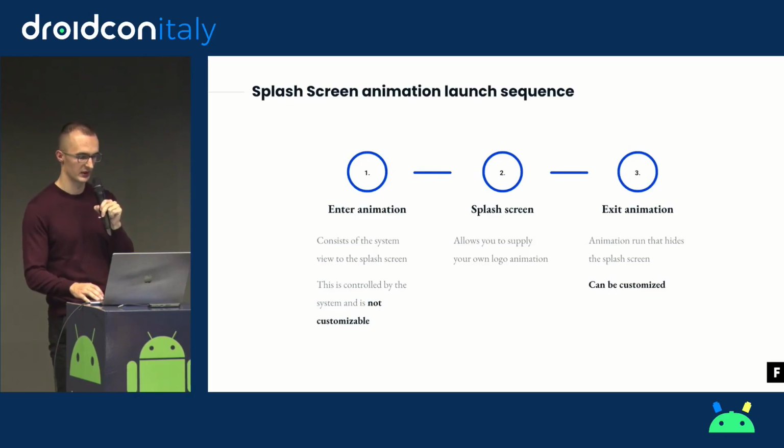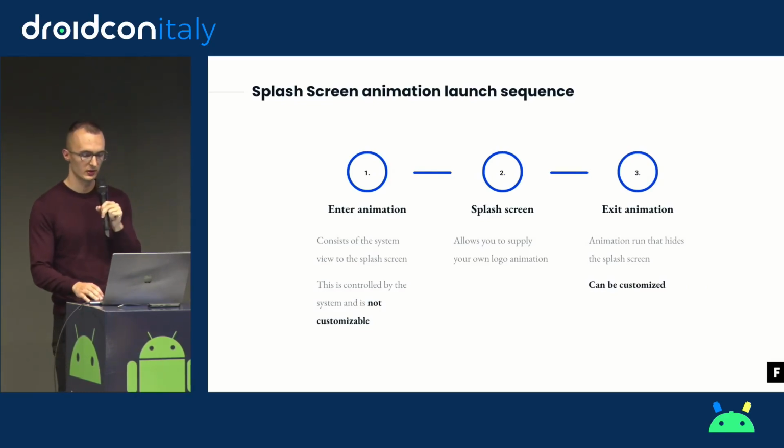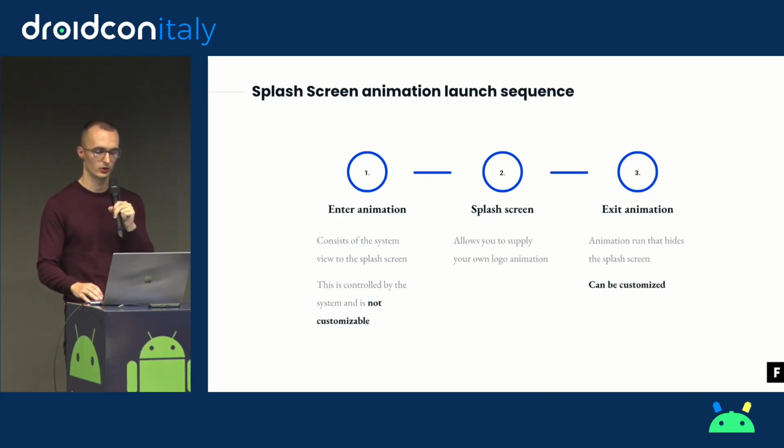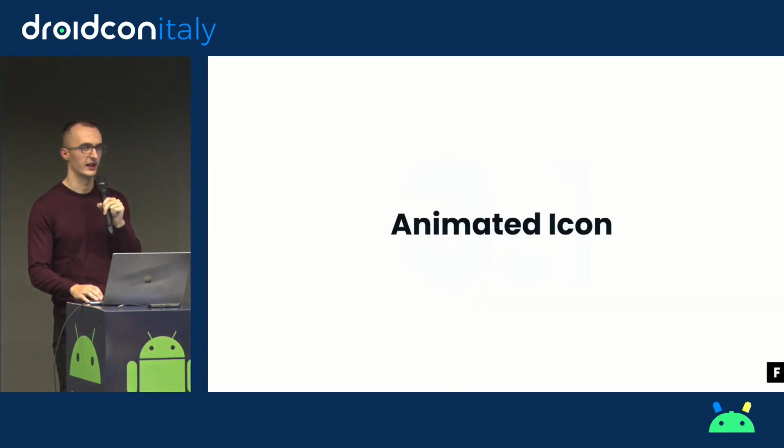And when the splash screen is dismissed, the exit animation plays. The exit animation is an animation that's run that hides the splash screen, and this animation can also be customized. So let's add an animated icon first.